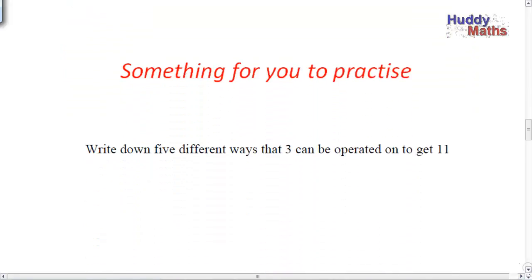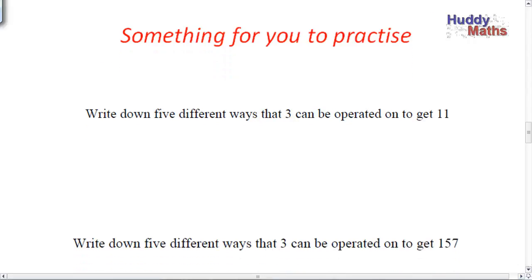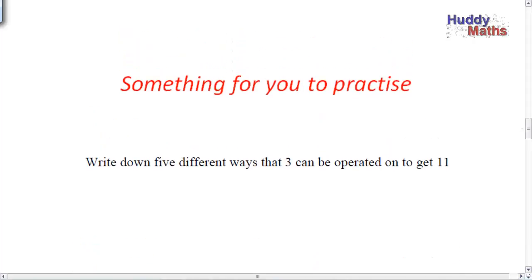Okay, something for you to practice. All right, write down 5 different ways that 3 can be operated on to get 11. Okay, so I want you, that's the next one, so just come to here. 5 different ways that 3 can be operated on to get 11. I want you to pause the presentation and see if you can find the 5 different ways.